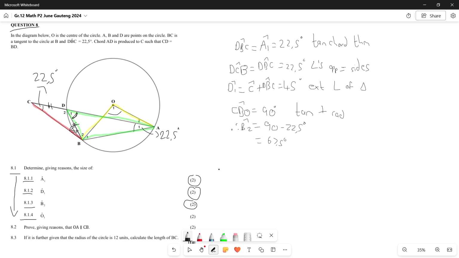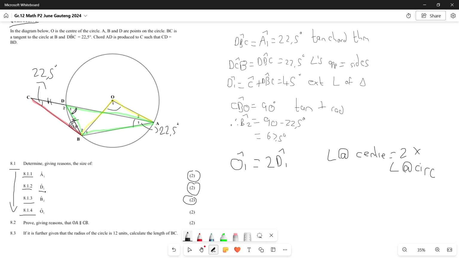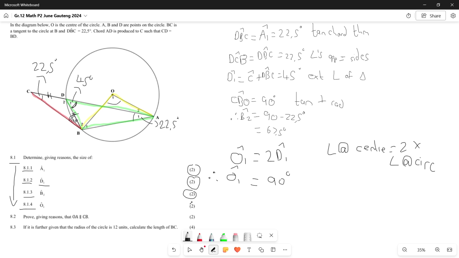which means that all we have to write is that O1 equals 2 times D1 over there, because angle at center equals 2 times angle at circumference, which means that D1 we calculated as 45 degrees earlier, and that means that O1 is 90. So O1 equals 2 times D1, 2 times 45 is 90 degrees, and therefore O1 equals 90 degrees. And that would earn us 2 marks over there.